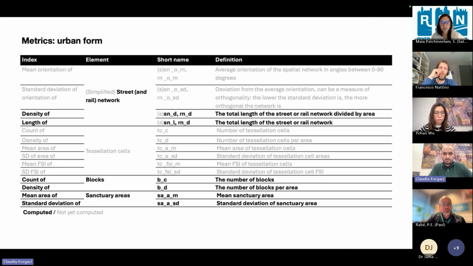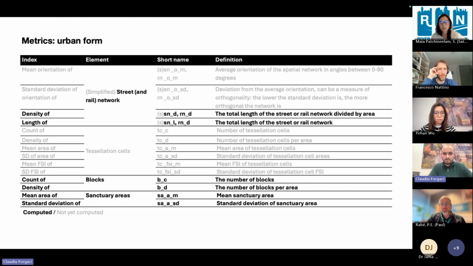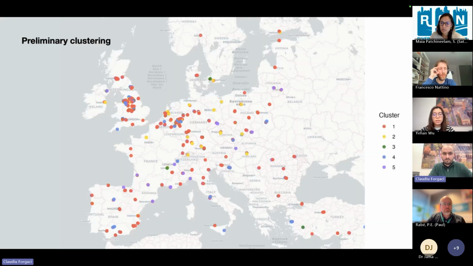And we also calculated the sinuosity of the rivers. So then it was found that in total, those 600 more segments was clustered into 5 different types. And you can see this is how so far it is distributed.